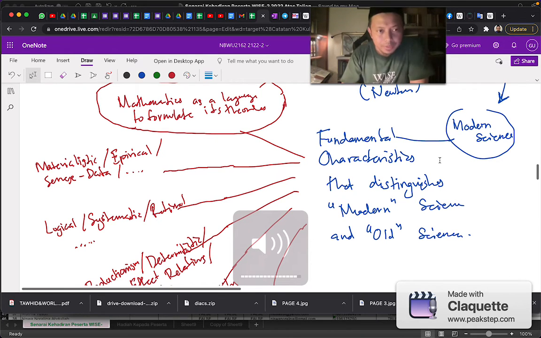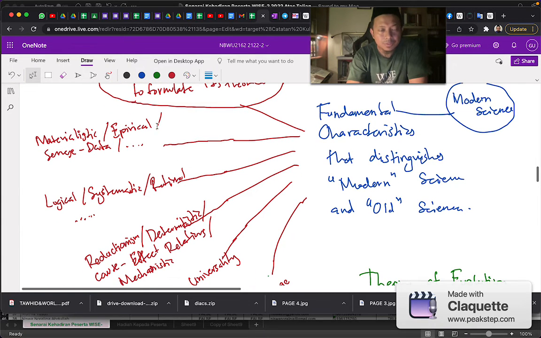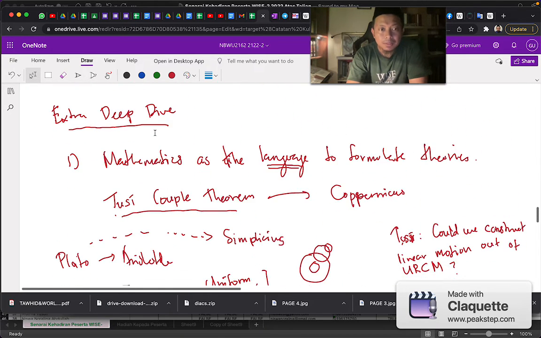We're still in the middle of discussing mathematics as a language to formulate its theories as one fundamental characteristic that distinguishes modern science from earlier sciences. Although we've enumerated six fundamental characteristics, and it's possible to discuss them separately, as a matter of fact, they are all interconnected.